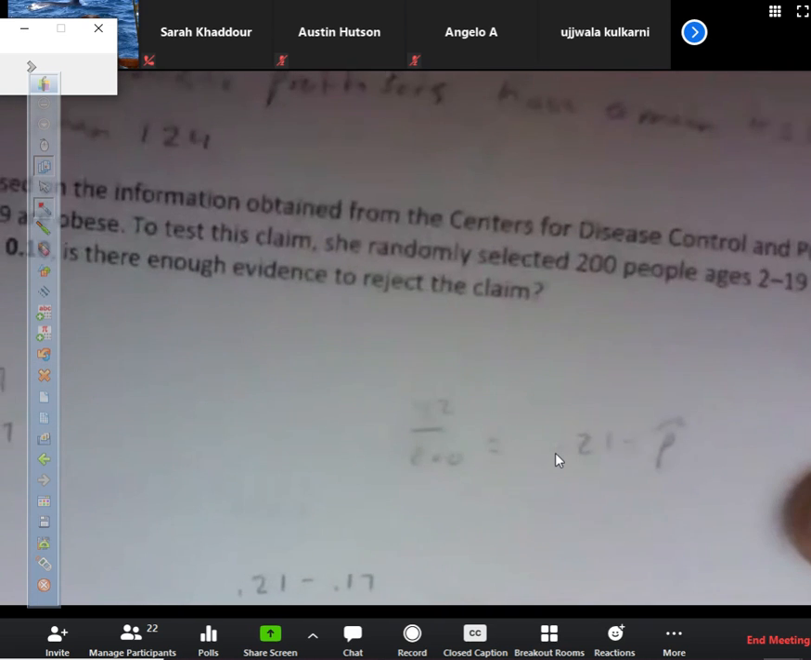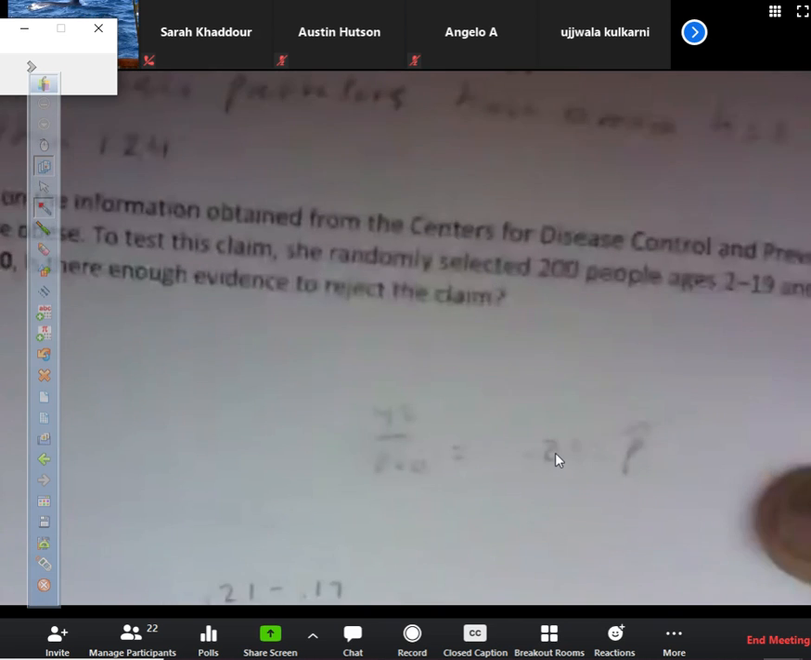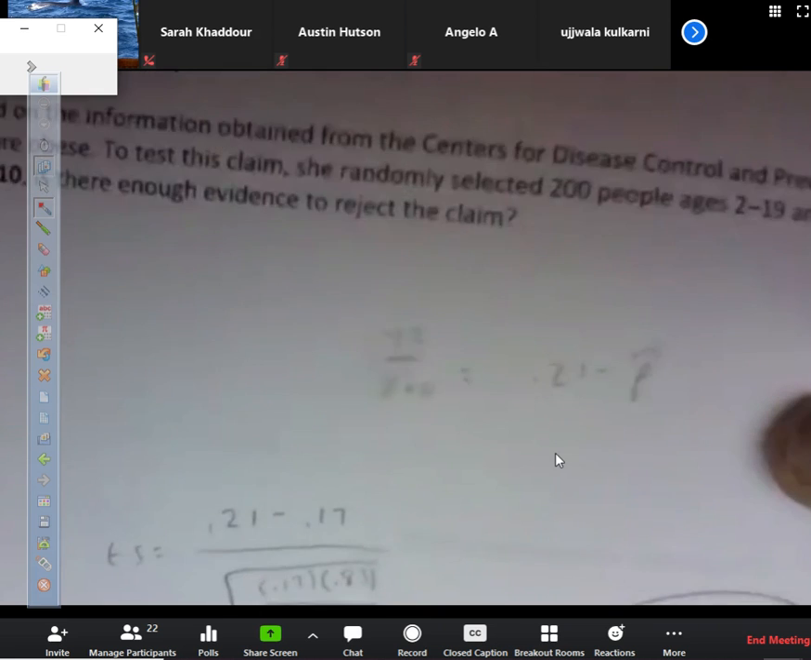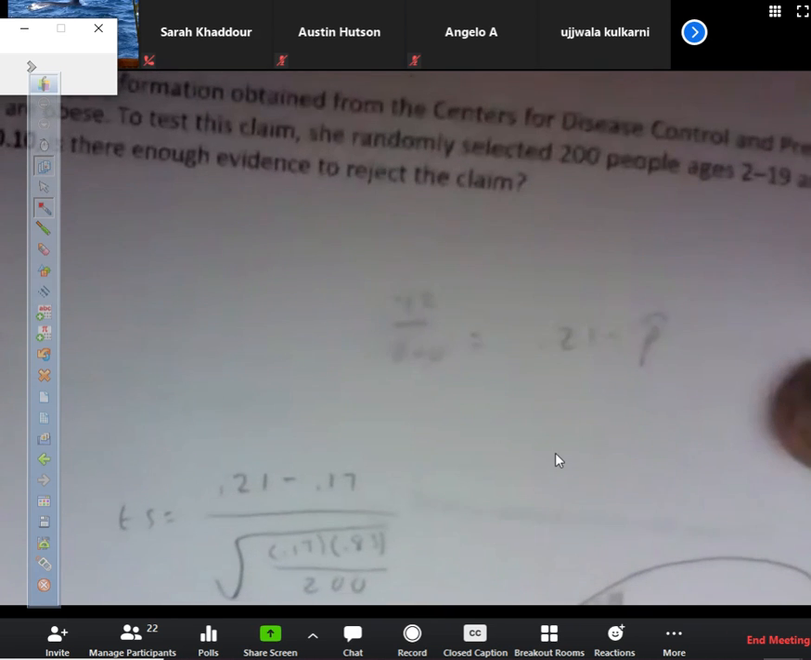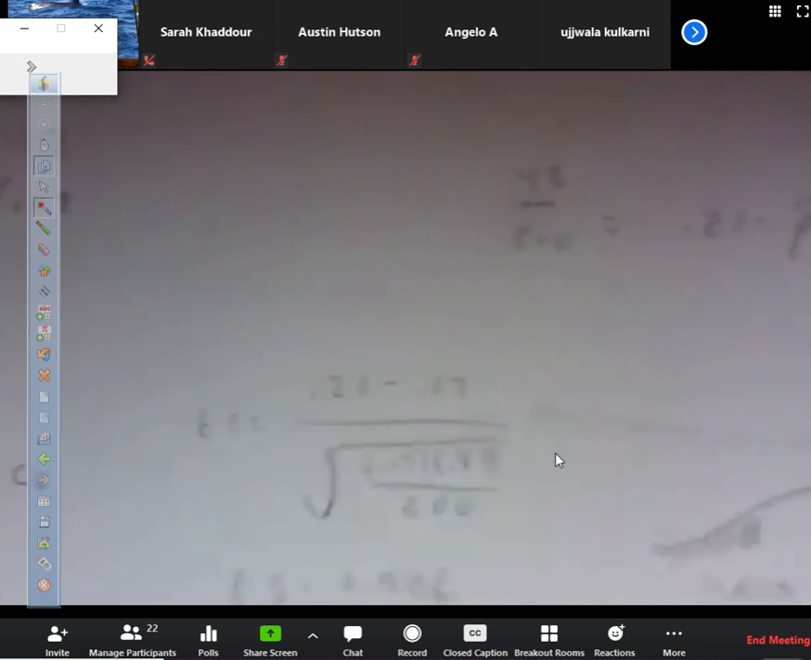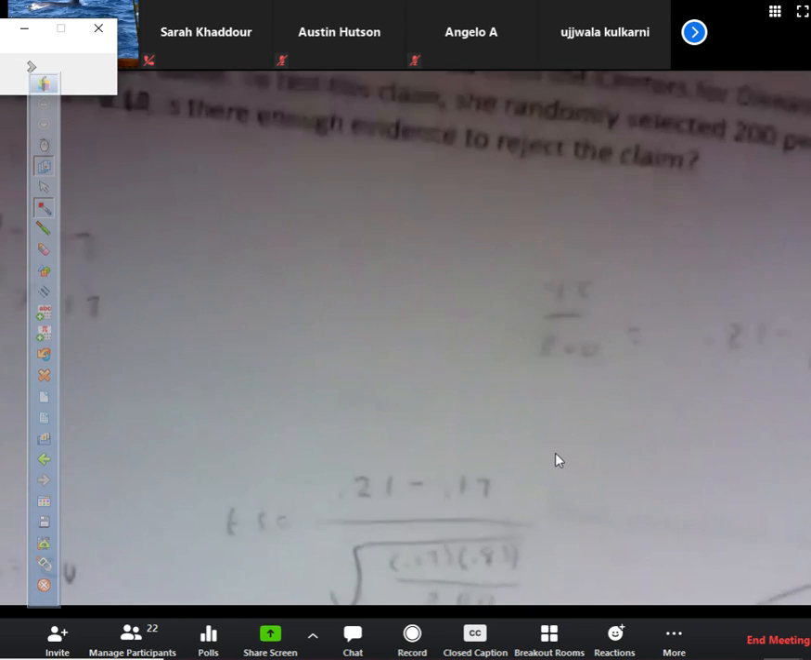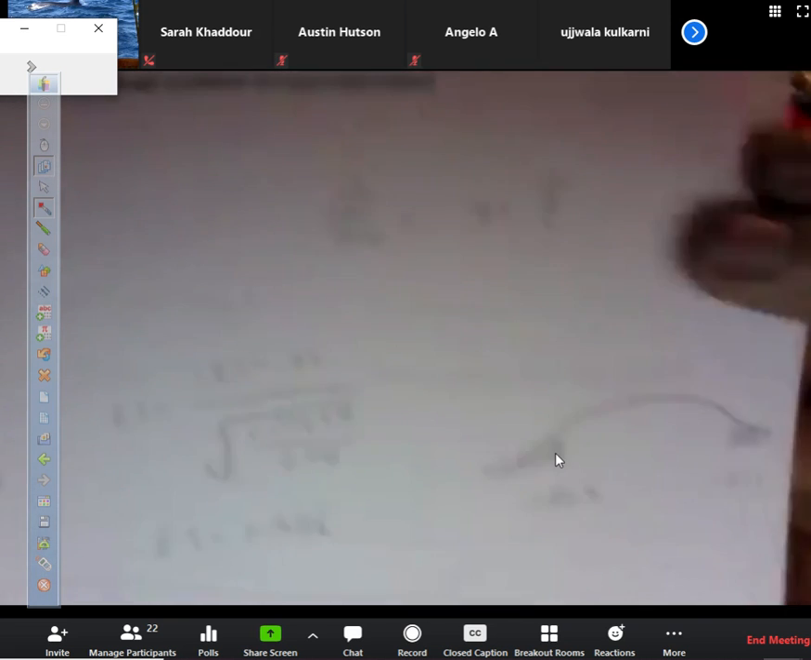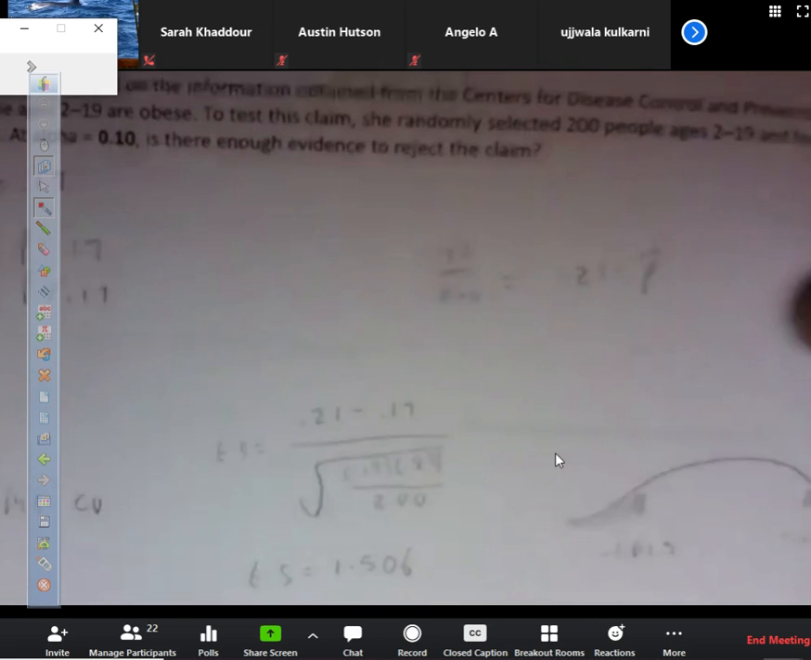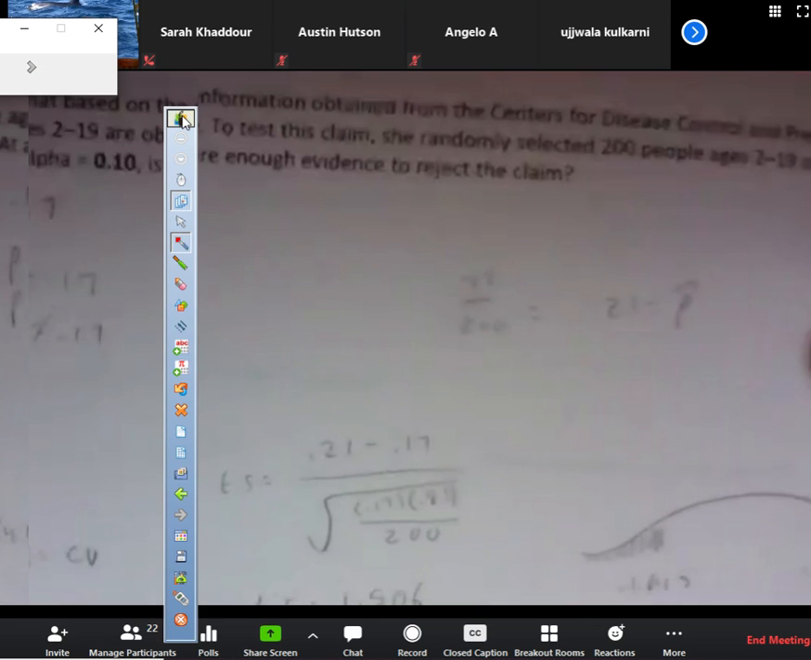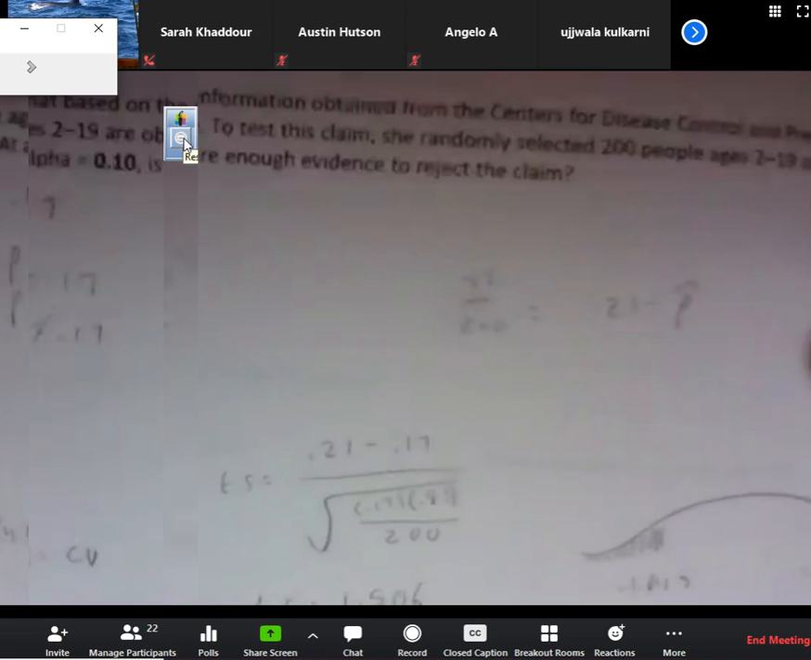Now, it says to reassert your claims based on information obtained. 17% of young people aged 2 to 19 are obese. So that's our claim. Our claim is H0, which is that P is equal to 0.17. And then she just wants to see if that's true. She's not saying anything more or less. So H1 is that P is not equal to 0.17. So that's a two-tailed test, so you can kind of see the drawing here, both sides.